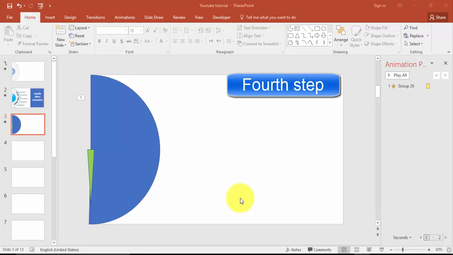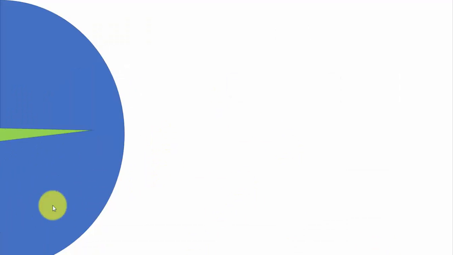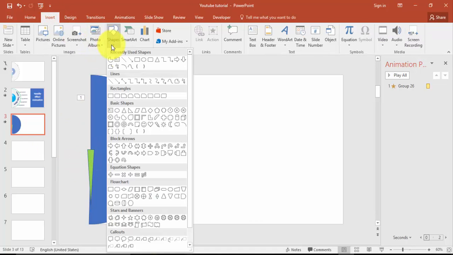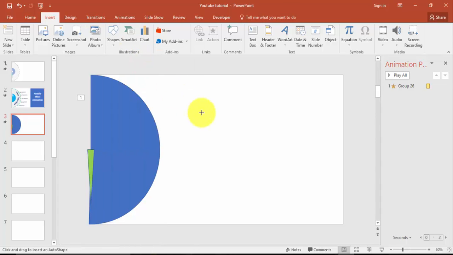The fourth step is to create the bullet point. The needle comes up and the bullet point should appear here and the text should come from that point. So let's see how to do that. I'm going to Insert tab, Shapes, select the oval shape, while pressing the Shift key, make the size as you like. Maybe this is okay for me.